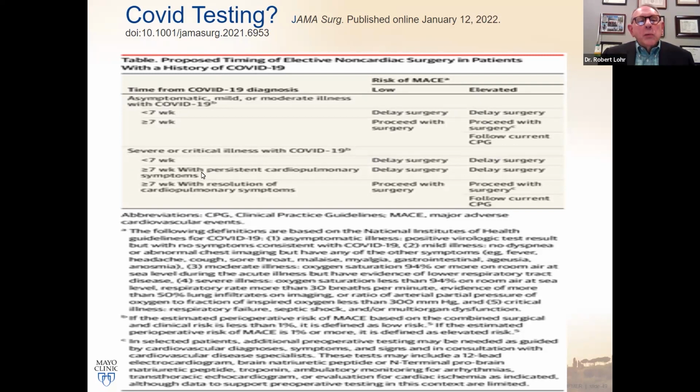If they're more than 7 weeks, but with persistent symptoms, you would delay across the board. And if they're more than 7 weeks, but with resolution, low risk patients, you could go ahead. High risk patients, you could think about going ahead.